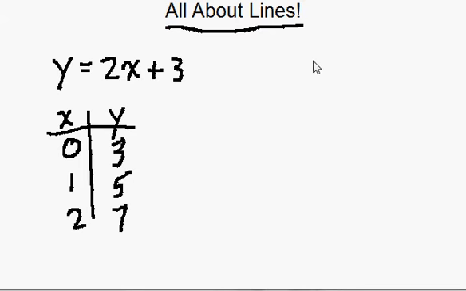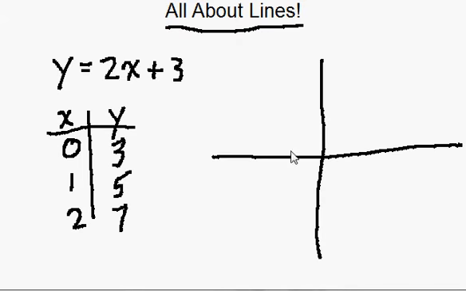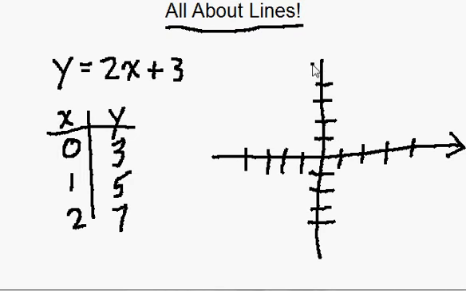a table with x and a y, and you just choose various values for x. So the best thing to do is always choose a 0 for x, because then that's easy to fill in, because then y is just 3 in this case, because 2 times 0 plus 3 is 3. And then just pick another easy value, maybe like 1. And then y would be 5. And you really only need 2 points to graph a line, but let's just do another one. So if we have a 2 there for x, then that would be 7 for y.